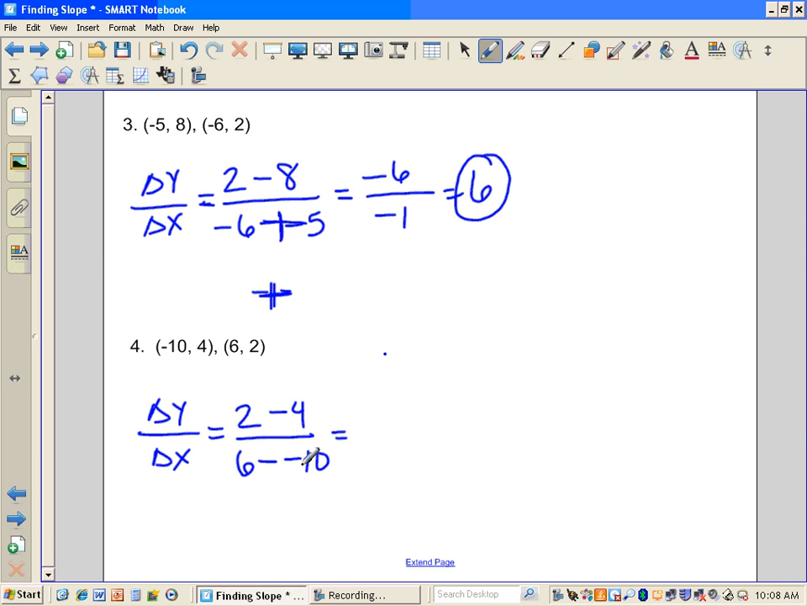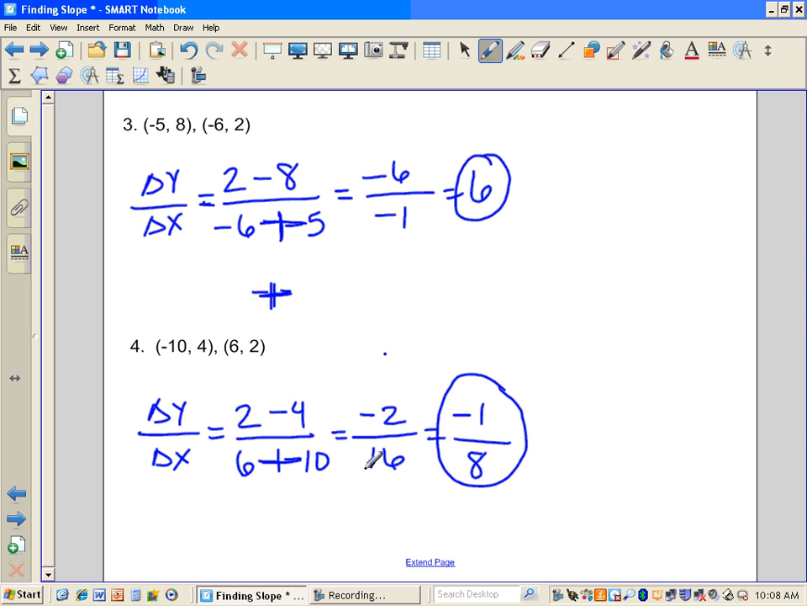If we're subtracting a negative, that means we need to add. 2 subtract 4 is negative 2. 6 plus 10 is 16. Here we can reduce this. Notice a 2 goes into negative 2, negative 1 times. 2 goes into 16, 8 times. So there's our slope there.